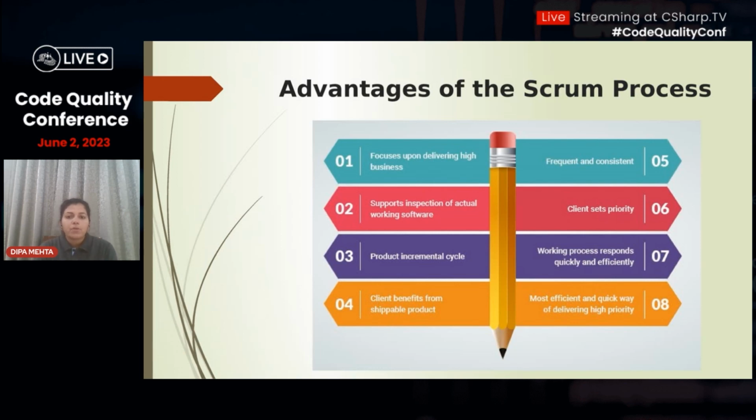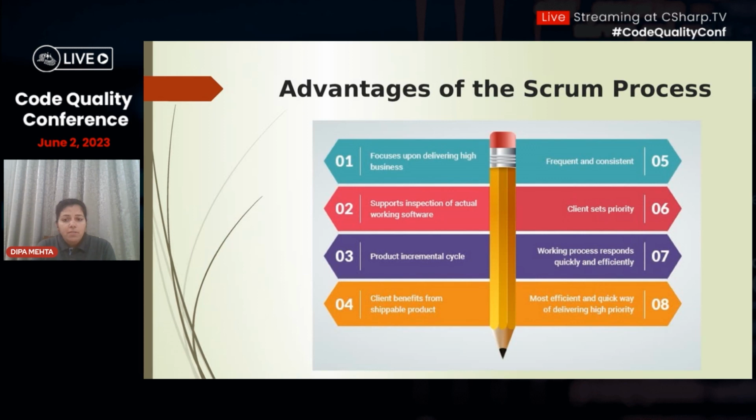Now the next is the support inspection of actual working software. How the software is actually working means if we are working on the complete full module CMS, then it is very difficult to handle. But if we go through the smaller parts, it is very easy to complete our work on time. Product incremental cycle. We can say that the delivery of the product completely goes through the day-to-day report and all the things.